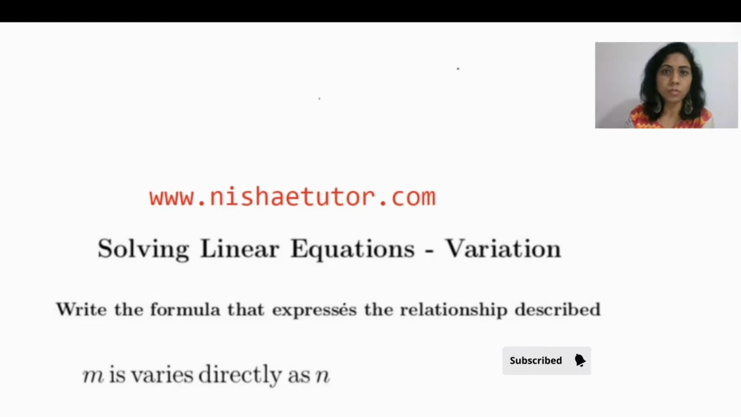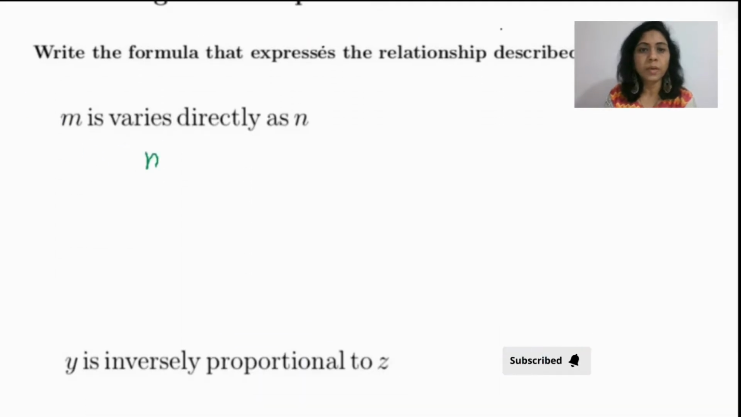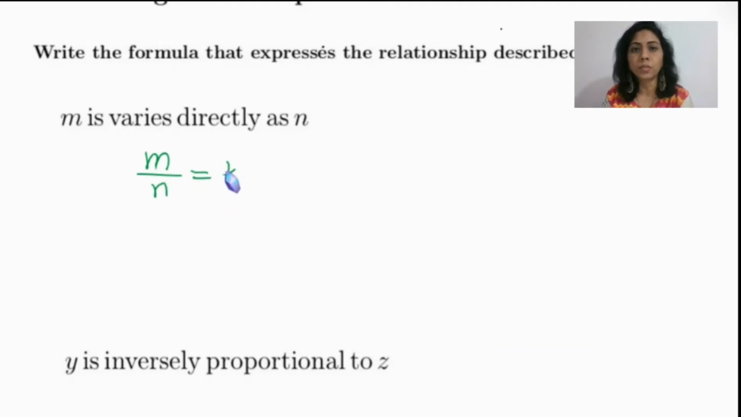Okay, so shall we start the questions here? Here the first question is, M varies directly as N. Varies directly means here divide. So M upon N equals K, where K is the constant. Okay, so this is our formula. When given varies directly, it means divide.